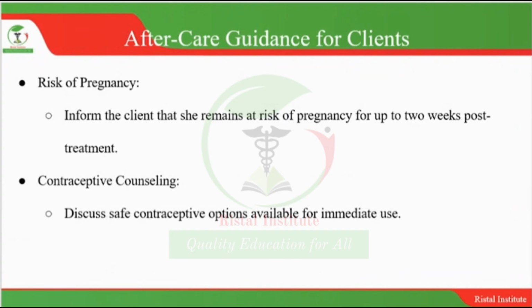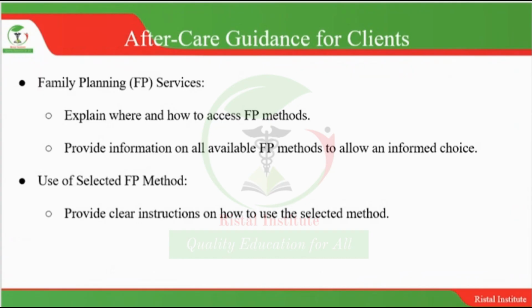Then contraceptive counseling. The nurse discusses safe contraceptive options available for immediate use. Then family planning services. We need to explain where and how to access family planning services, and provide information on all available family planning methods to allow an informed choice. Then use of the selected family planning method. Provide clear instructions on how to use the selected method, because the outcome will depend on how effectively it has been used, especially those methods that require the mother to participate actively, for example, pills and also condoms.